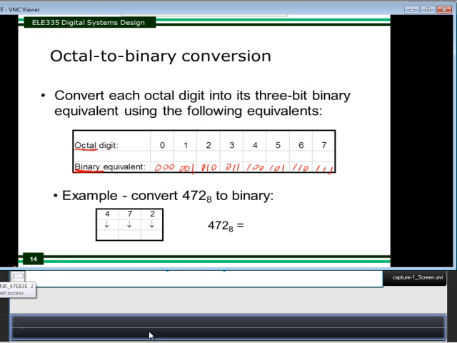Well done. So 472 in octal is 100 111 010 in binary.